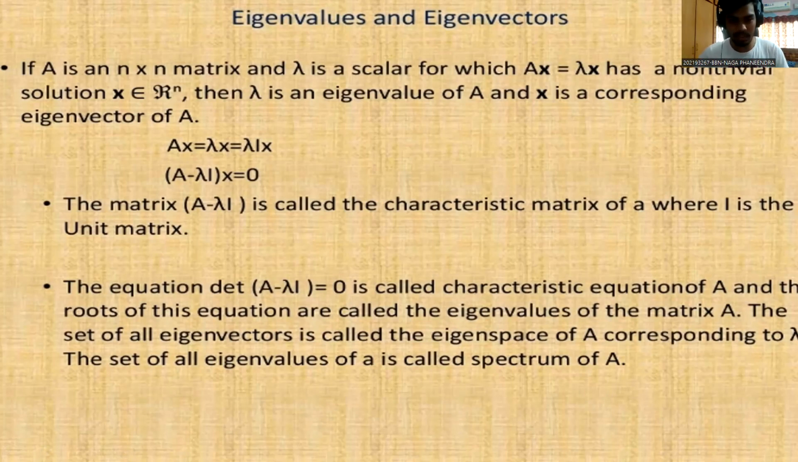So let's see the process in detail. The equation determinant of A minus lambda I equals 0 is called the characteristic equation of A, and the roots of the equation are called the eigenvalues of the matrix A. The set of eigenvectors is called the eigenspace or characteristic space corresponding to lambda. The set of eigenvalues of A is called the spectrum of A.